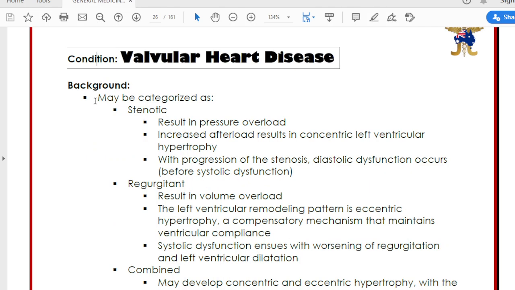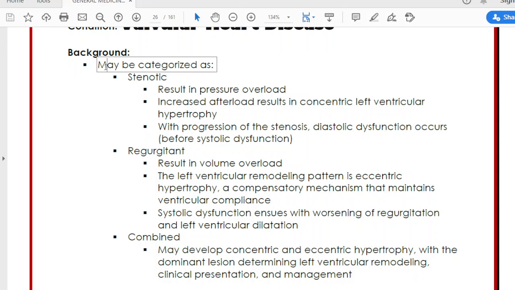Condition: valvular heart disease. Background. May be categorized as stenotic, resulting in pressure overload. Increased afterload results in concentric left ventricular hypertrophy. With progression of the stenosis, diastolic dysfunction occurs before systolic dysfunction.